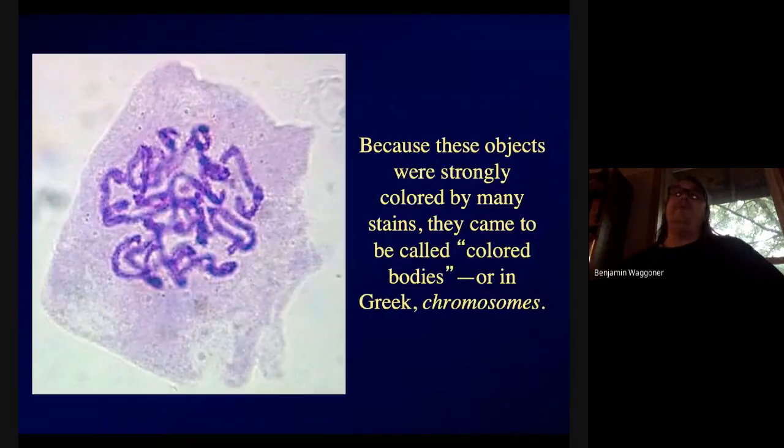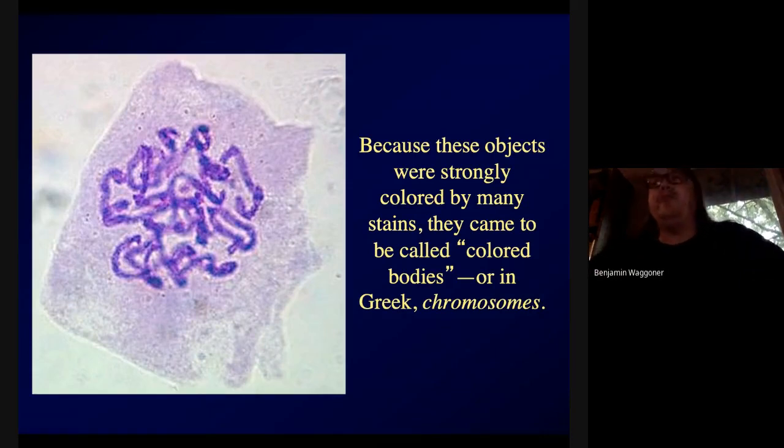These objects happen to be very strongly colored by many stains. That is a cell that's been stained with, I think it's probably a stain called methylene blue. And you can see that most of the cell is a very light pink color, but the stringy things in the dividing cell stain a lot more strongly purple. And these objects came to be called colored bodies, or in Greek, they came to be called chromosomes, a term you've probably heard before. So there you've got a cell that is about to divide, and you have a bunch of chromosomes inside, colored, stringy things.